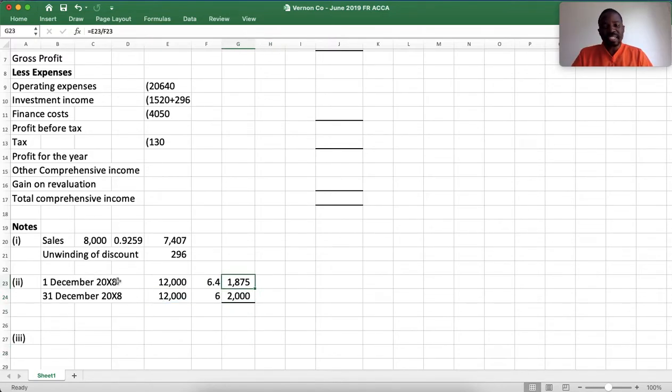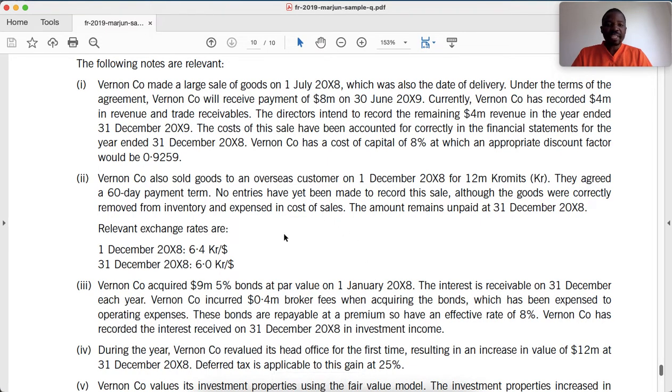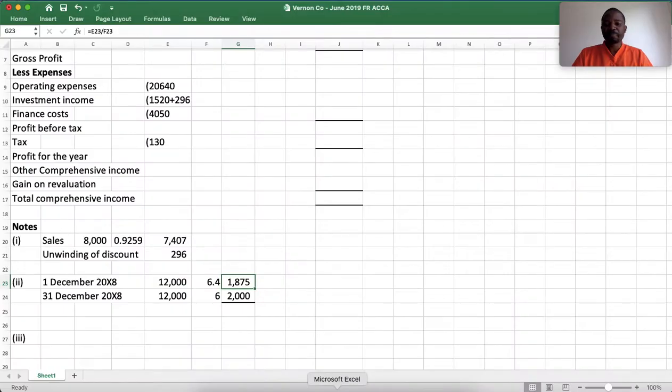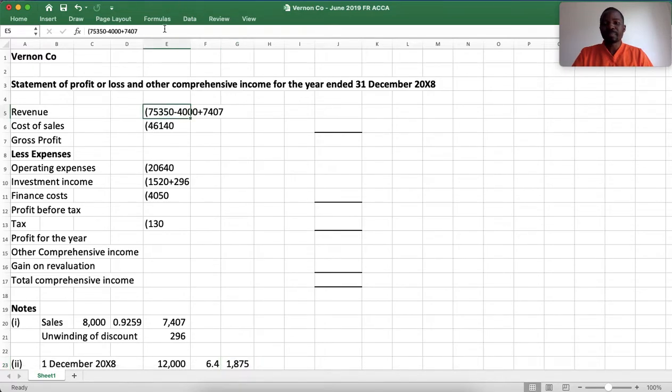So we need to record the sale at the date of sale of $1,875. Why are we recording this? We are told here that no entries have yet been made to record this sale, although the goods were removed from inventory and expensed in cost of sales. So these goods are not in inventory, the cost is now sitting in cost of sales. So the sales and the receivable part hasn't been recorded. We are now recording it. So we'll debit the receivable and credit the revenue by 1,875.